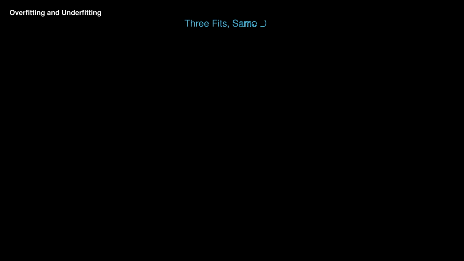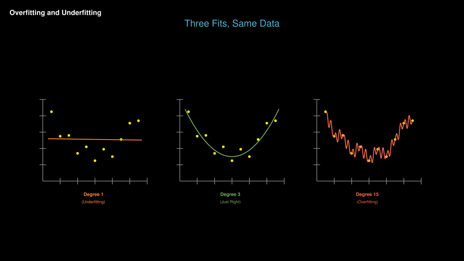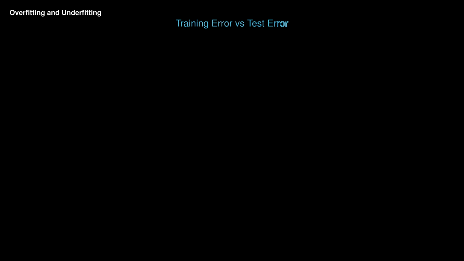Let us see this side by side. We fit three polynomial models to the same data. Degree 1 gives us a straight line, too rigid, misses the curve, that is underfitting. Degree 3 gives us a smooth curve that follows the general shape. It captures the real pattern without chasing noise. Degree 15 gives us a wildly oscillating line that hits every training point but swings absurdly between them. That is overfitting.